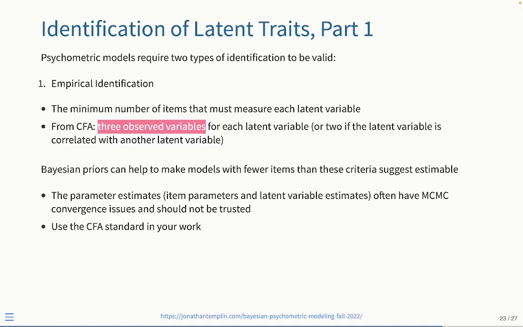So my recommendation is always to use the standard that's used in CFA. Three observed variables for each latent variable is a great minimum number. Now, if you're interested in measuring that latent variable reliably, you'll need many more items than that. So often, empirical identification is not an issue in educational measurement, where our goal is to measure latent variables as precisely as possible. It does, however, turn up from time to time in other use cases when, with the latent variables, we may not be interested in the scores as much as we're interested in the relationships between them and other constructs, such as structural equation modeling.